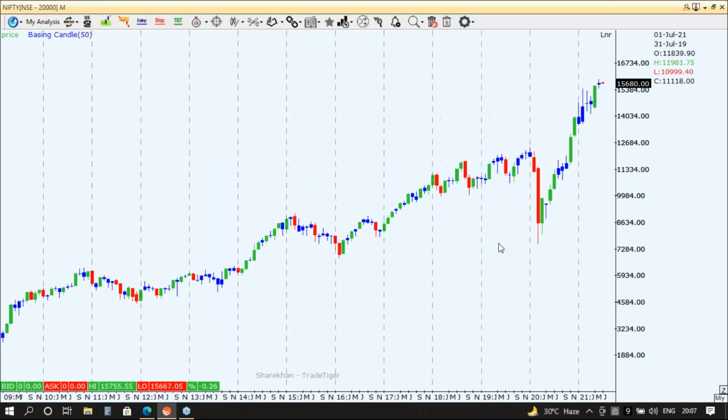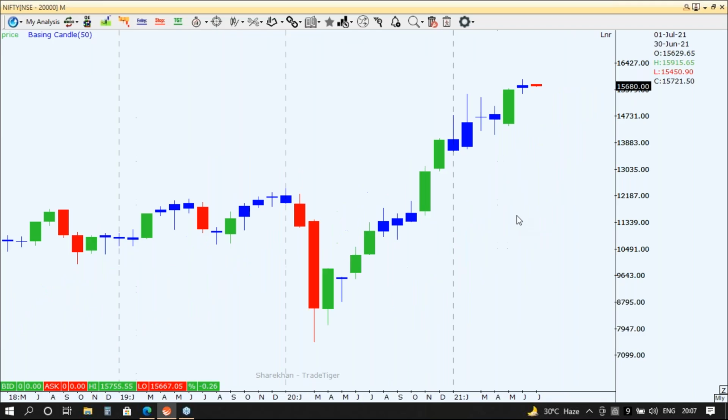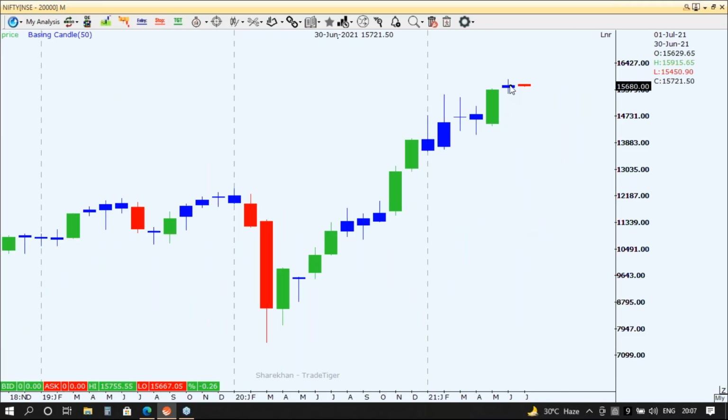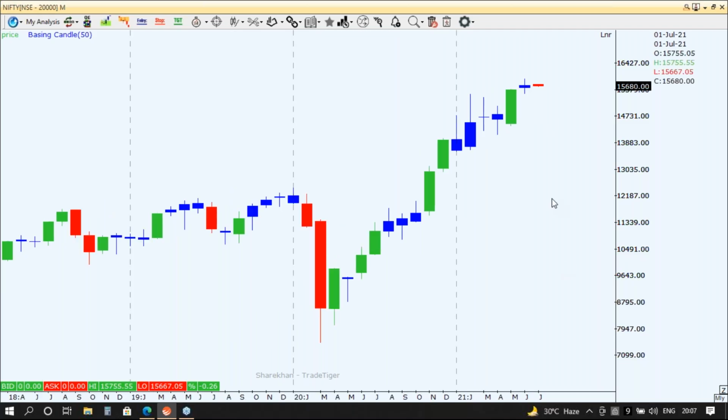Let's start with our monthly charts. Okay, so this is my monthly chart. Last month, 30th June, was not very interesting. It was a very sluggish candle, a dull base candle. And of course, there's nothing to be taken away here, right? So what do you sense on the monthly charts? Please give me some of your observations.